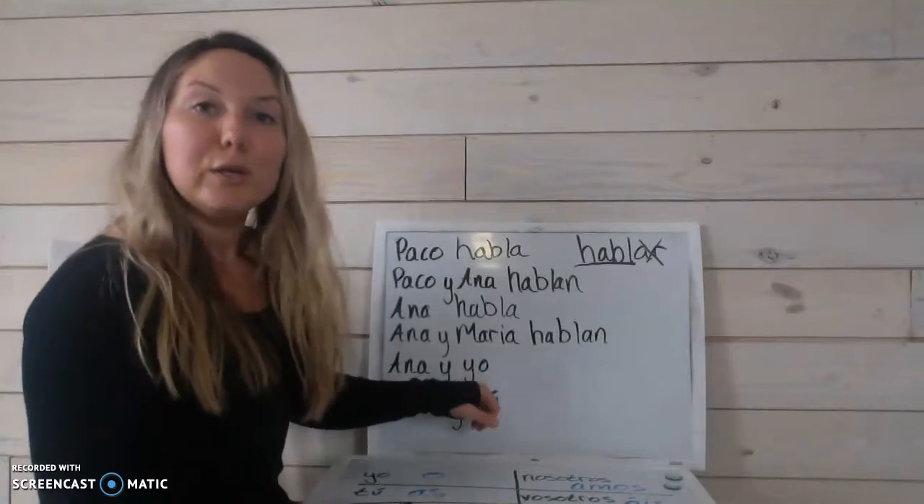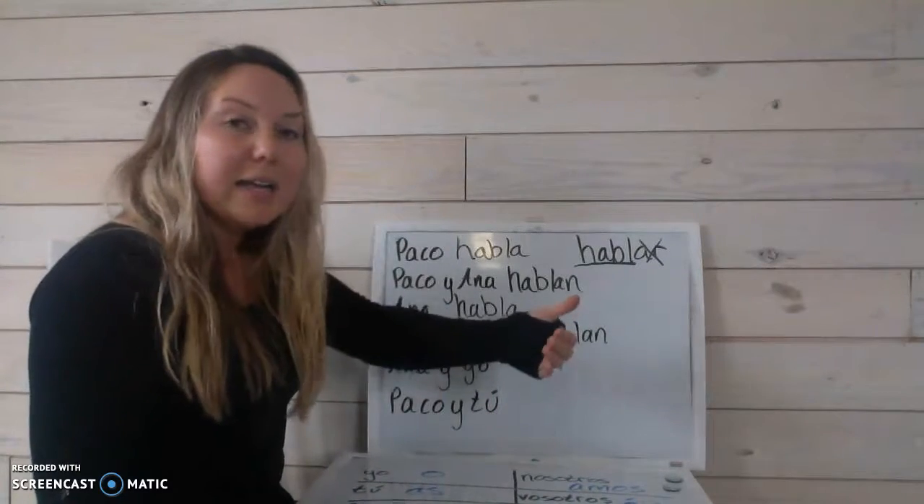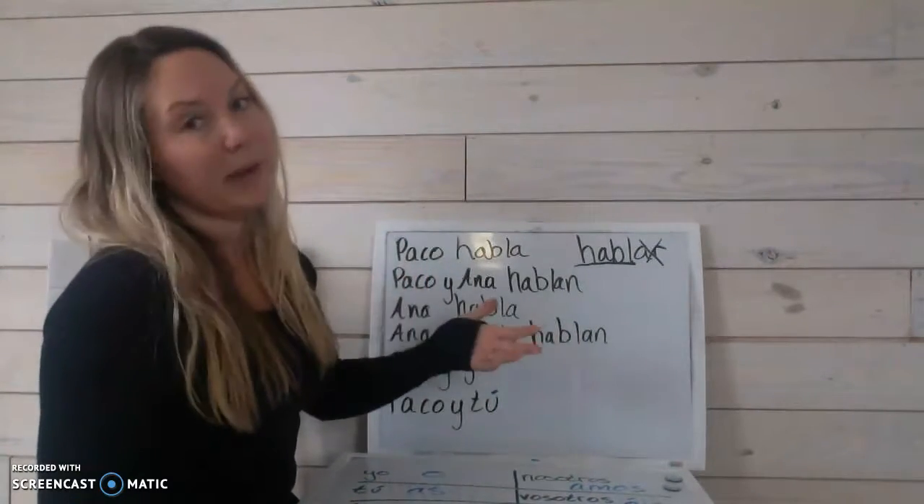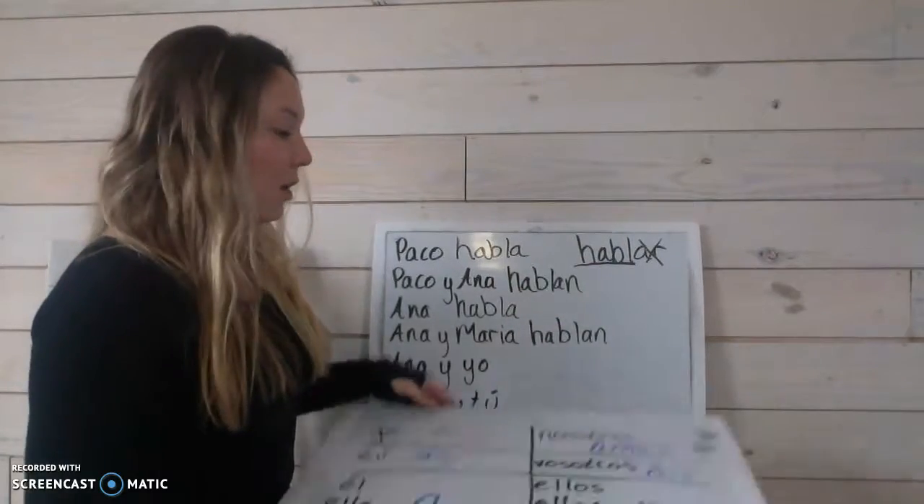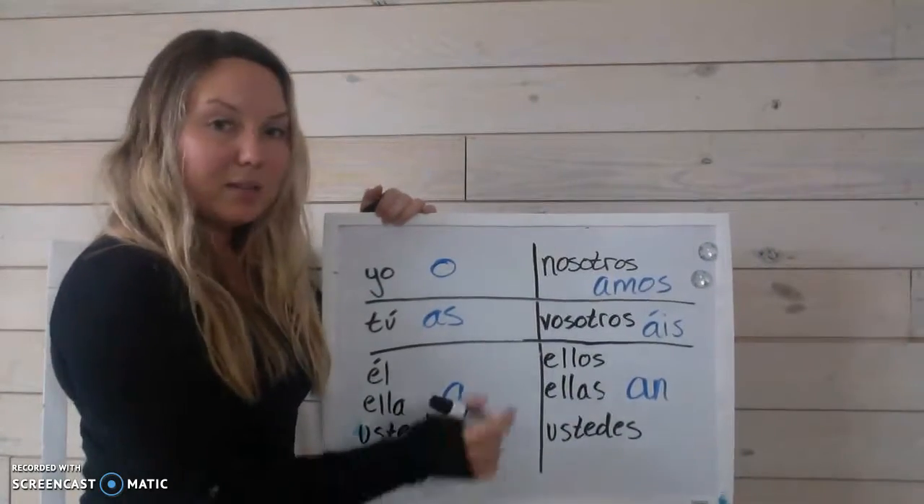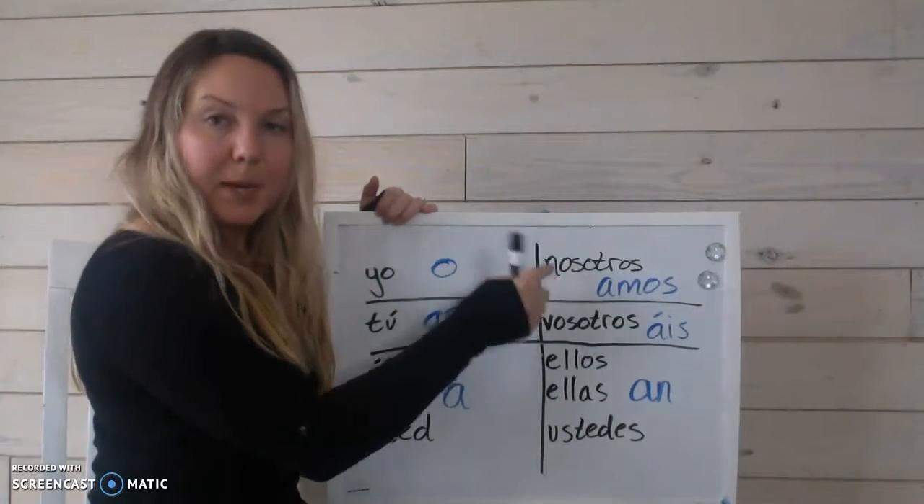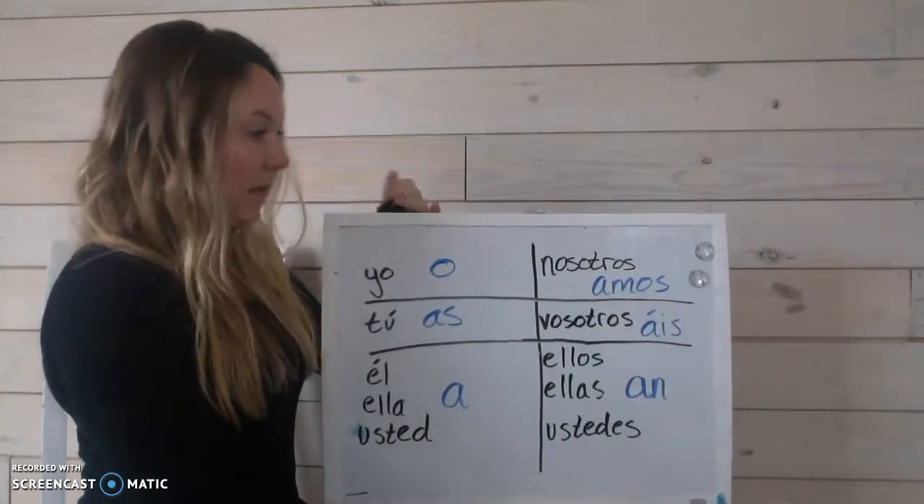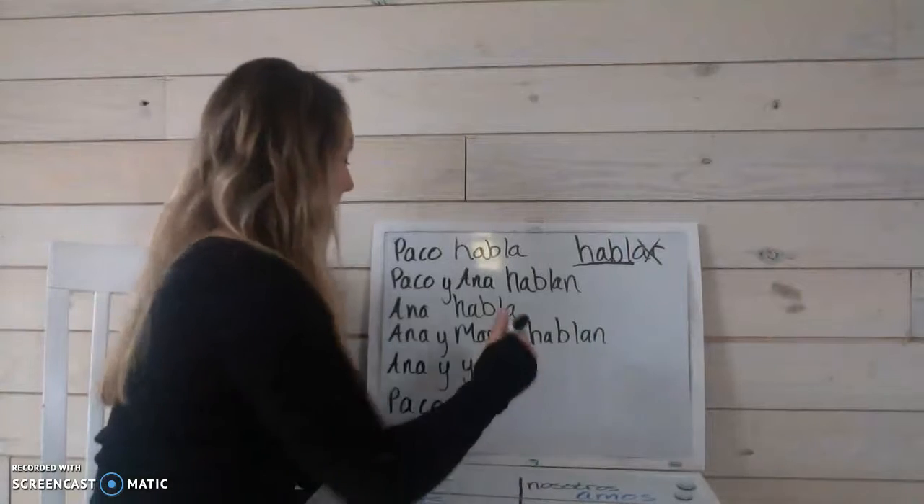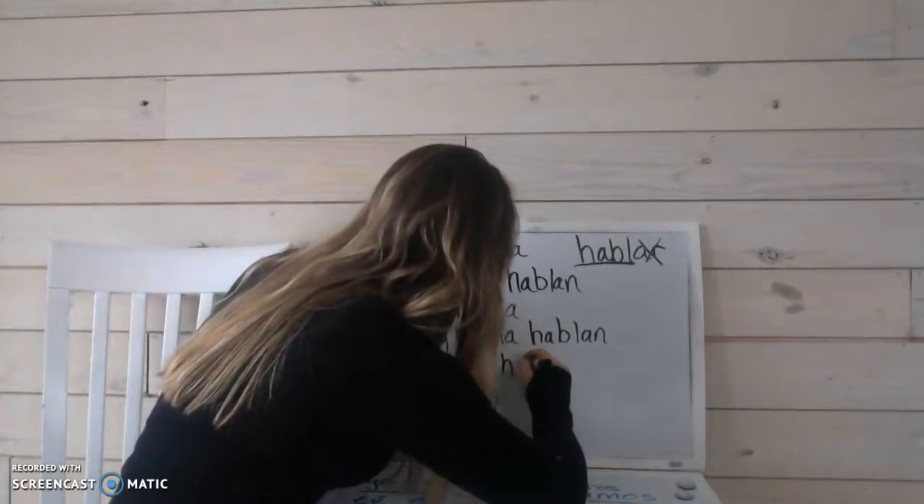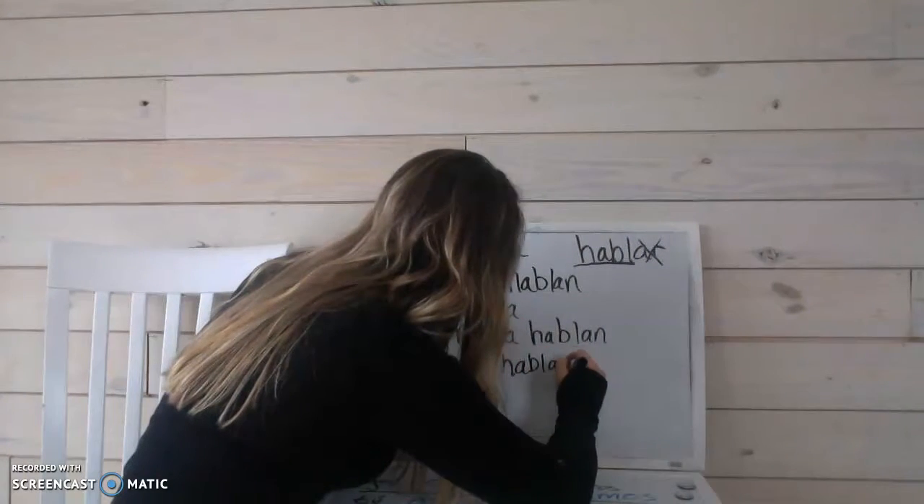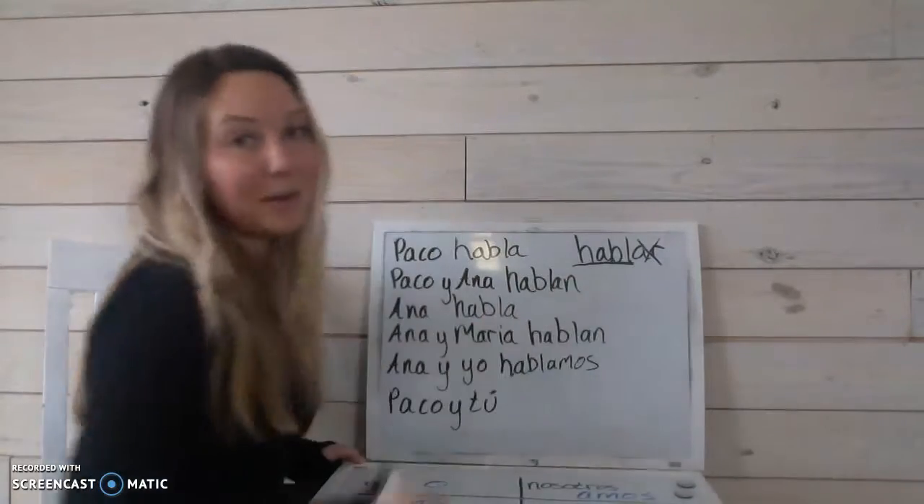Ana y yo. Ana and I go to the store, or you can think about it with the verb. Ana and I talk. Closest thing without changing the meaning is going to be we, right? So we talk or we speak. We're going to drop our AR and add the amos. It's going to get really hard for me to write at this angle, so my handwriting is going to get sloppier and sloppier.